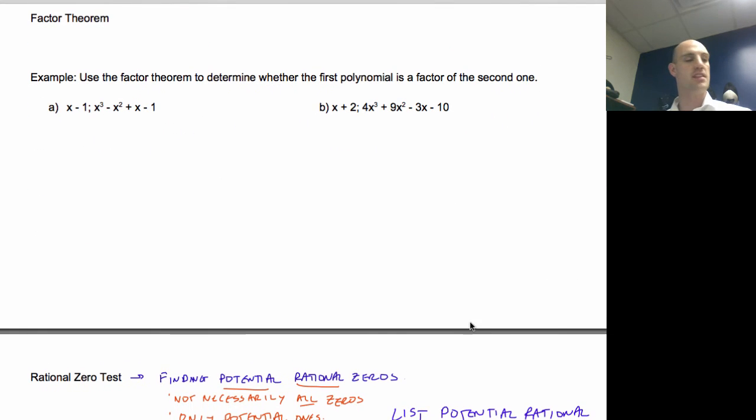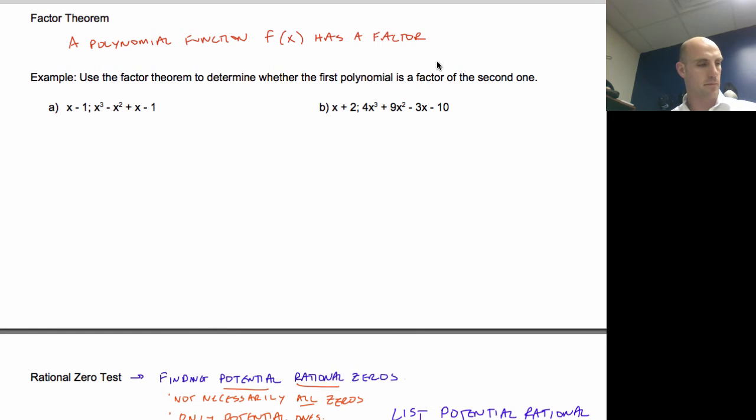The factor theorem says this. The factor theorem says a polynomial function f of x has a factor x minus k if and only if f of k equals 0, which means this. Okay, so f of k equals 0.